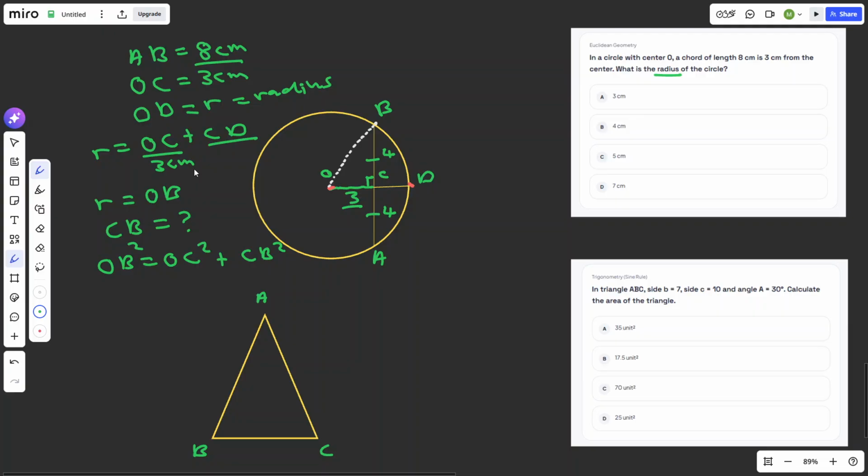So now let's continue this here. Now OB is equal to the square root, okay? So now OC squared is what? OC is 3, right? So we're going to have 3 squared plus, next is CB. CB is 4, so that we square it. So what do we have here? We have 9 plus 16, and the square root of 25 is equal to 5. So that is our solution.